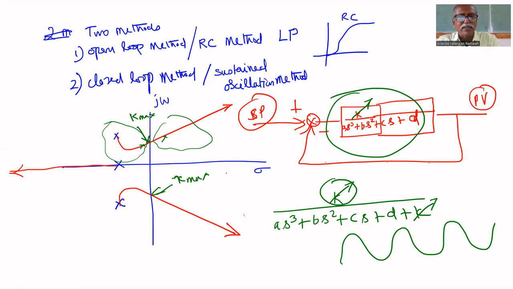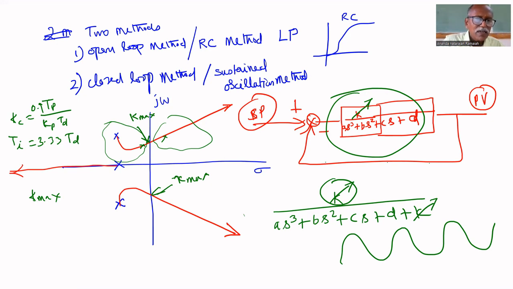How to find that point? That is Kmax. If you find Kmax, we can find the tuning parameters. That is another formula. In the previous case, in the level process, how did we find Kc? Kc equal to time constant Tp divided by Kp multiplied by Td, multiplied by 0.9. Ti equal to 3.33 times Td. Am I correct or not?